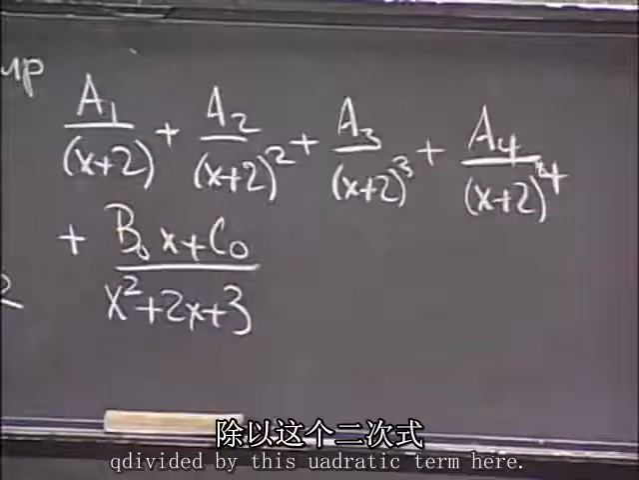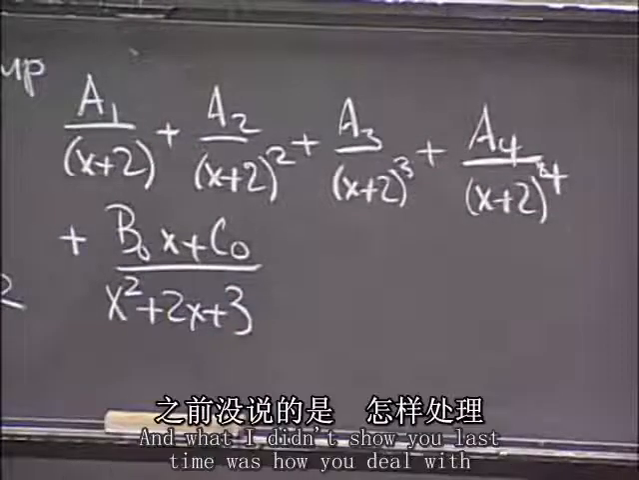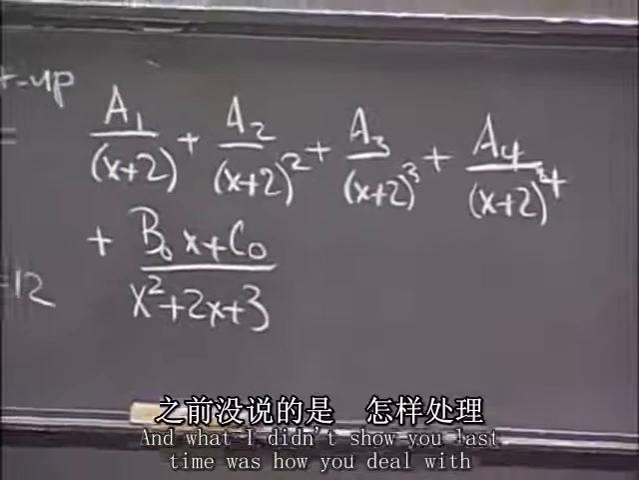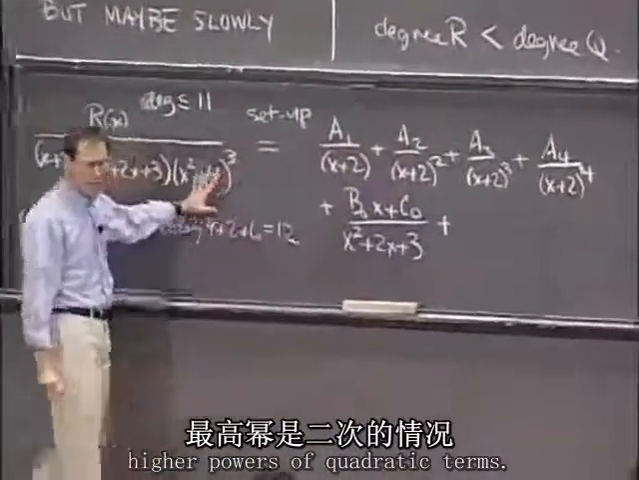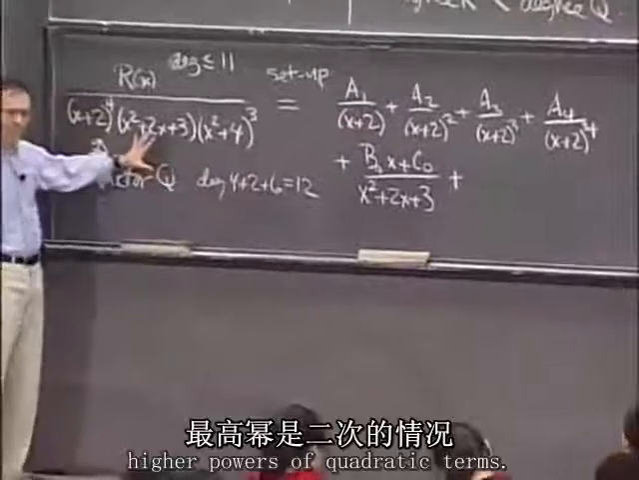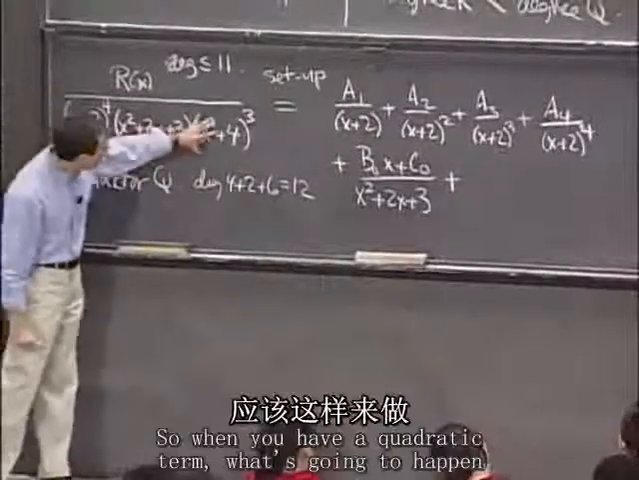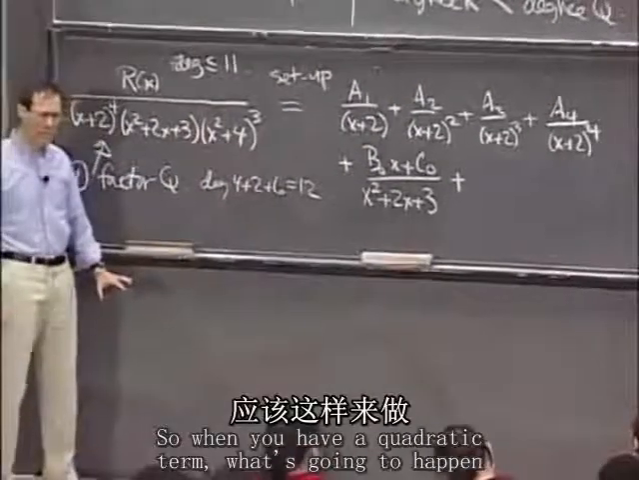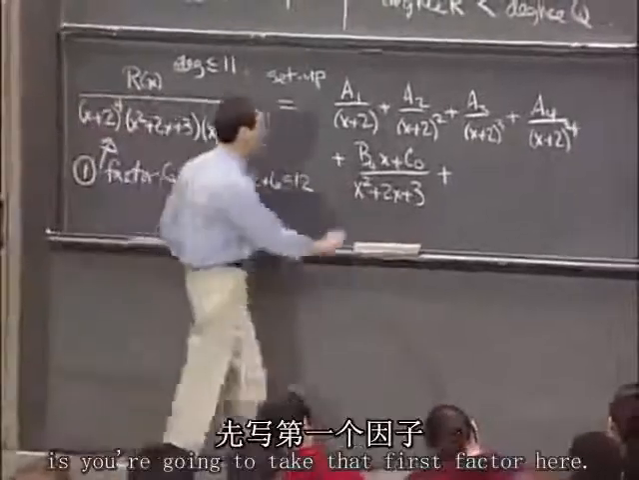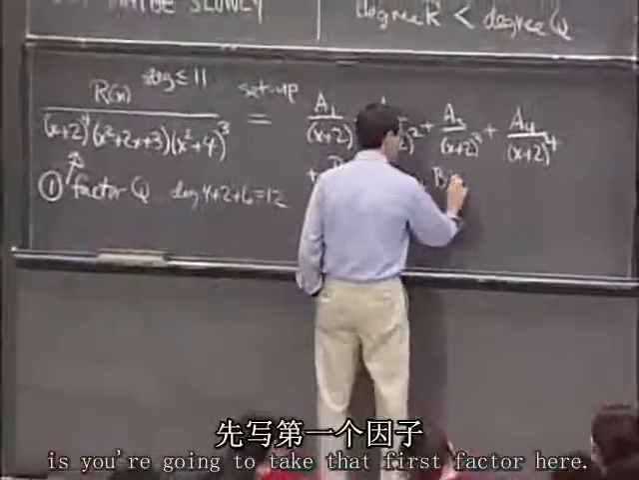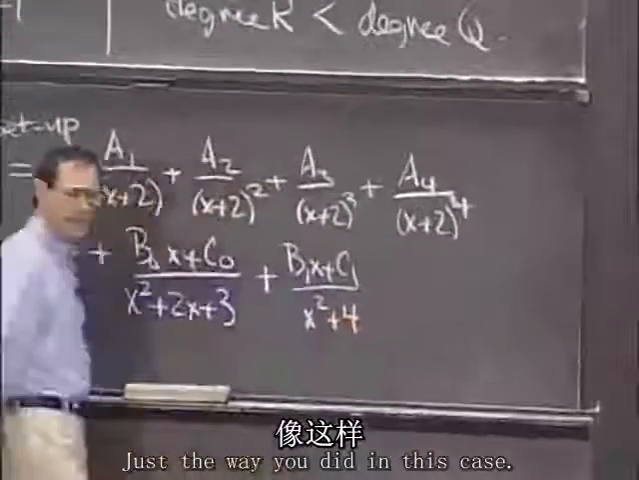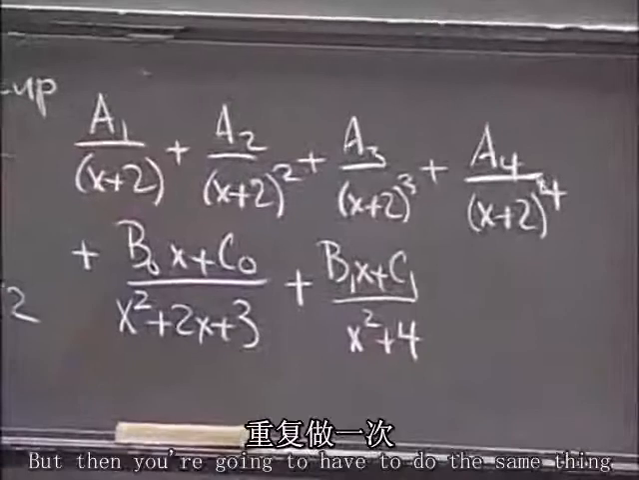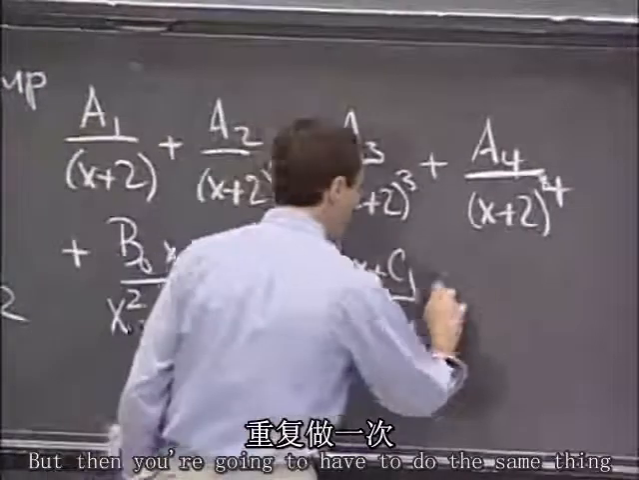Okay? And what I didn't show you last time was how you deal with higher powers of quadratic terms. All right? So when you have a quadratic term, what's going to happen is you're going to take that first factor here just the way you did in this case. All right? But then you're going to have to do the same thing with the next power.